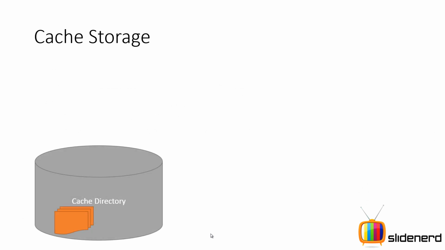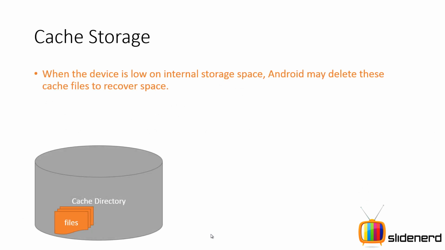So what is cache storage? When the device is low, Android may delete the files to recover some space, so do not rely on the system to clean up these files. Now, it would be a good practice that in your app somewhere, you decide that these cache files will no longer be used, and you manually try to set up some code for deleting these files which are not used anymore.